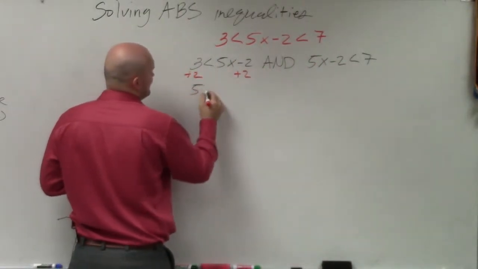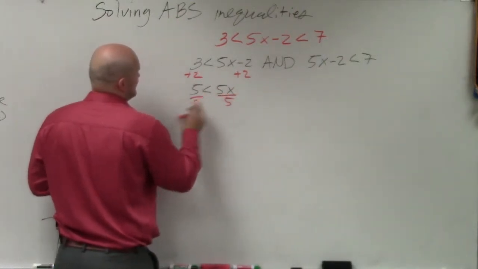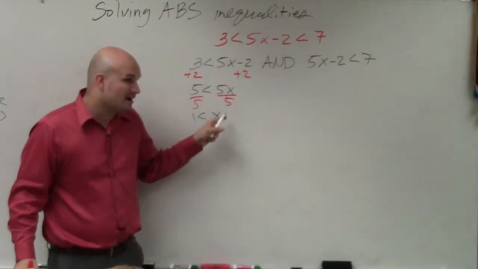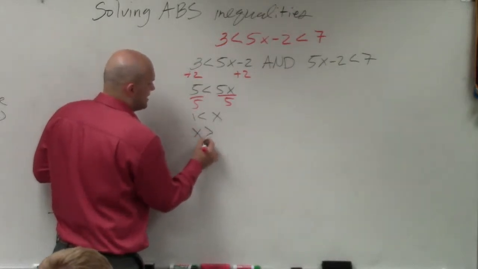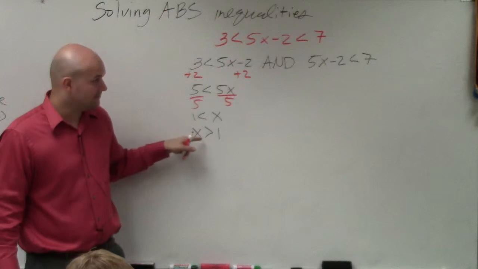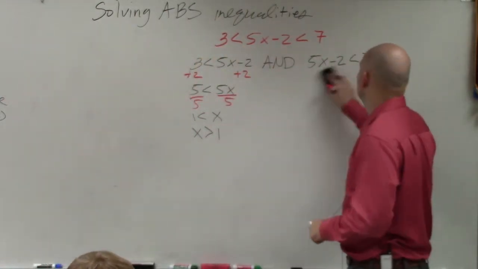And that gives me 5 is less than 5x. Divide by 5, divide by 5. 1 is less than x. Now, ladies and gentlemen, when graphing, we don't really like to graph when the variable's on the right-hand side, so I am just going to flip that around. Just notice how when I flip, I also flip the inequality symbol.